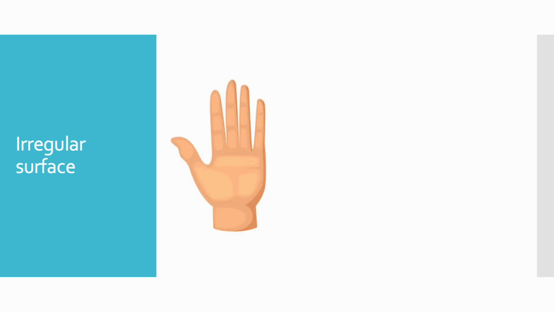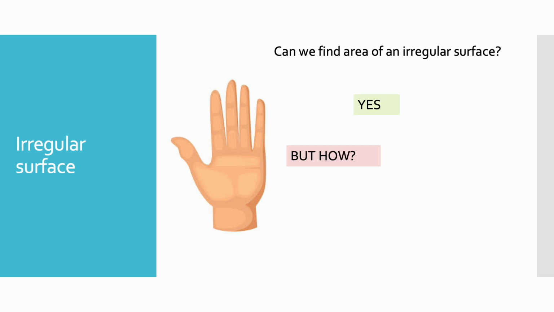Now, what about surfaces that don't have regular shapes, like this hand? Can we still find the area? Yes, but how? We can use the graph paper to estimate the area by counting the number of squares the shape covers.